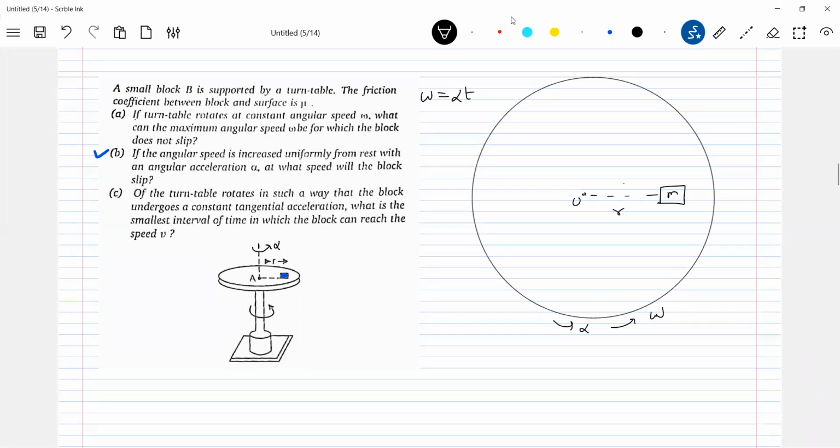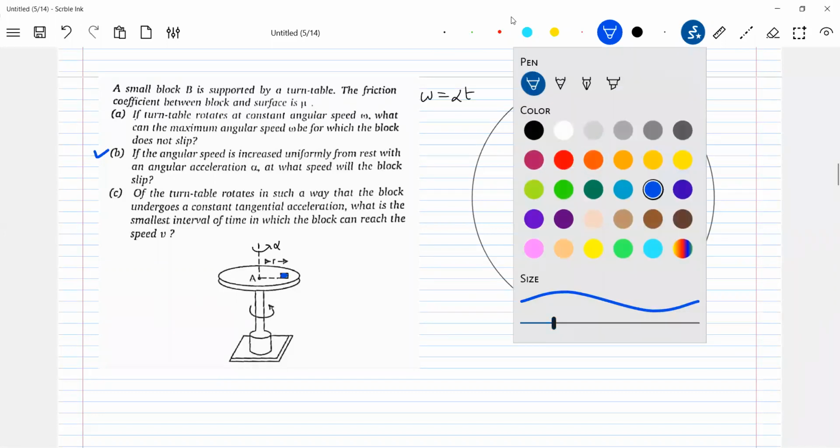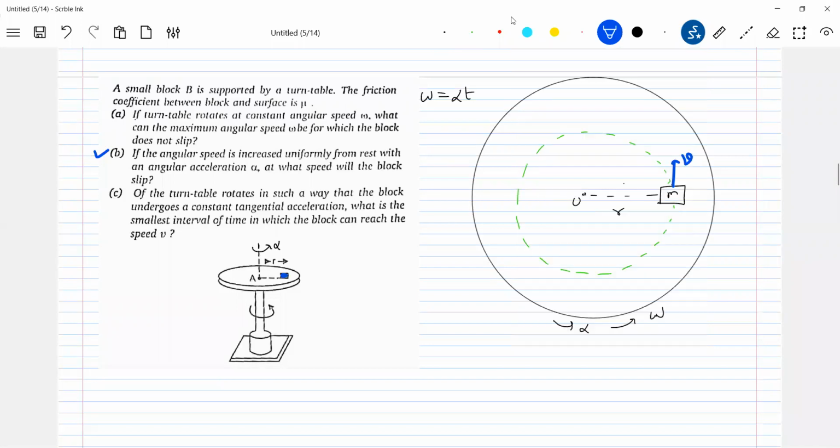Then it will have tangential velocity. It's going to move in a circular path. So how will the velocity vector of it be directed? It will be in this direction. This is the tangential velocity. First get all these diagrams. It'll be easy for you. Okay, let's come to this one.